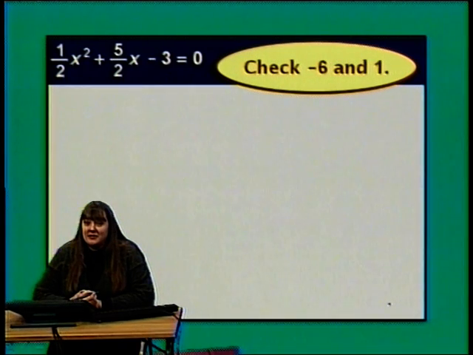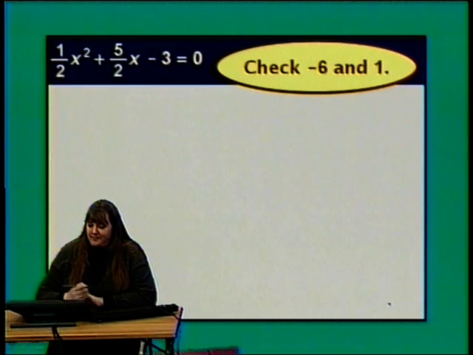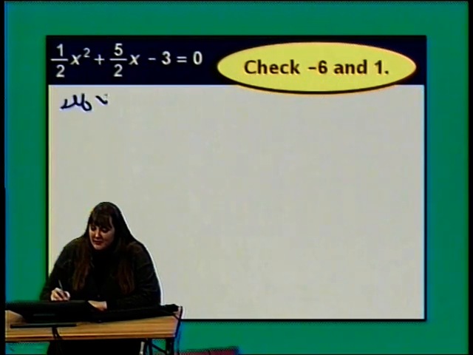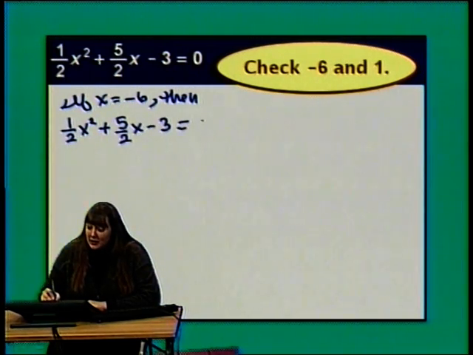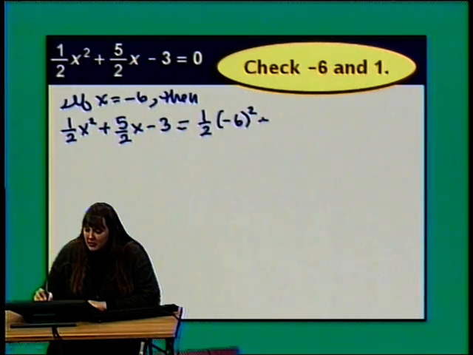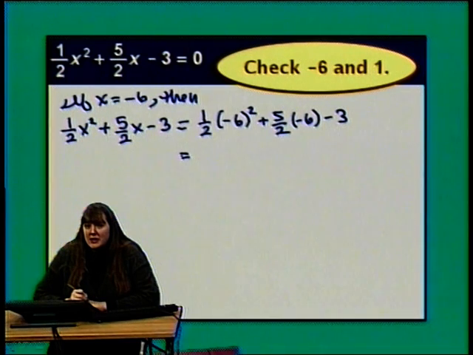Of course, I need to check these solutions, and it's important to go back to the original equation to check the solutions. So if x equals -6, then 1/2 x squared plus 5/2 x minus 3 equals 1/2 times the square of -6 plus 5/2 times -6 minus 3. The square of -6 is 36, and half of 36 is 18.